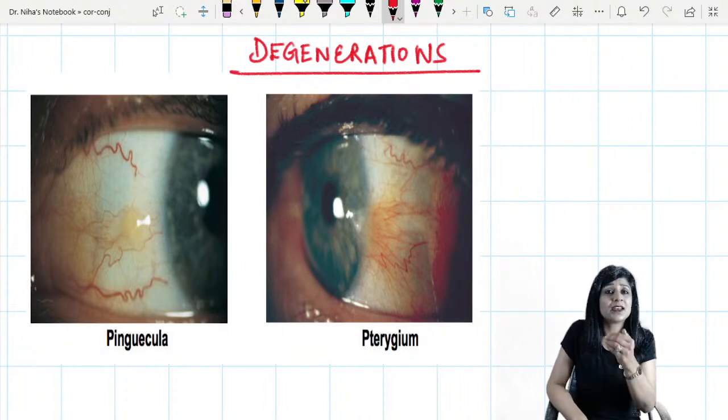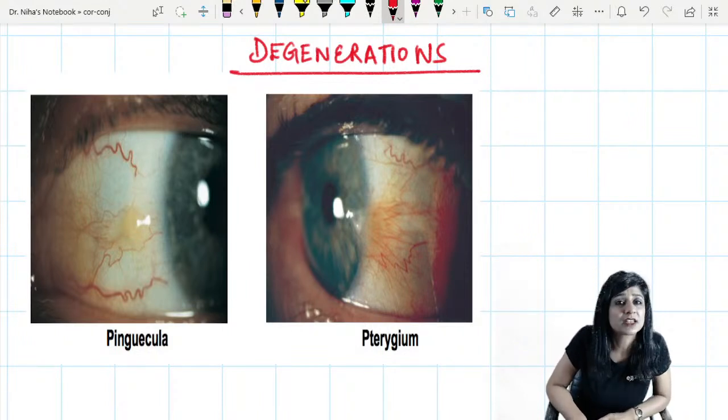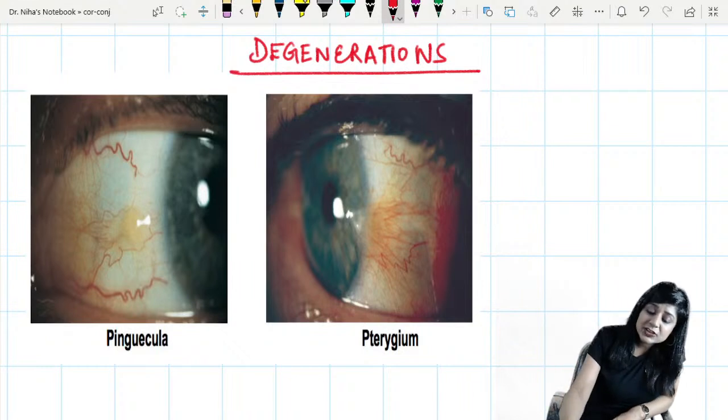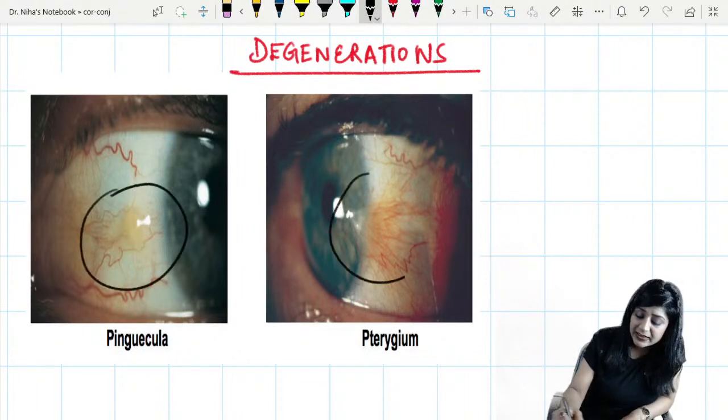So we will be doing this in a series of sessions. Today we will be completing the conjunctiva, and in the next session I will be taking the cornea, right? So in the degenerations, we have got two: one is your pinguecula, and another is pterygium.